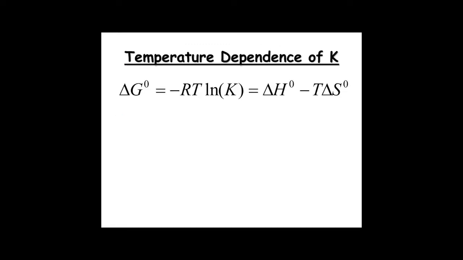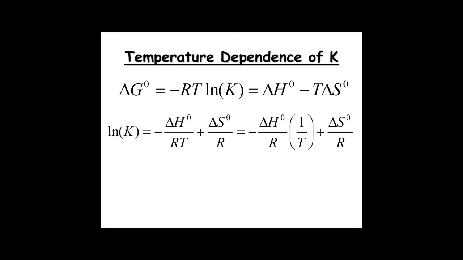From this formula, delta G is equal to delta H minus T delta S, and delta G is also negative RT times the ln of K. If we manipulate this equation around, we can see that the ln of the equilibrium constant is equal to negative delta H over RT plus delta S over R. All that I did was put the ln of K by itself.